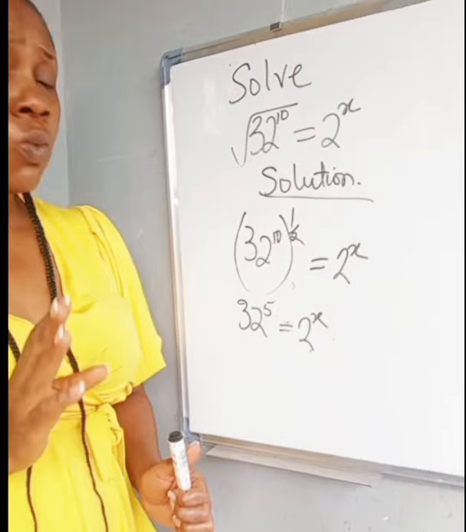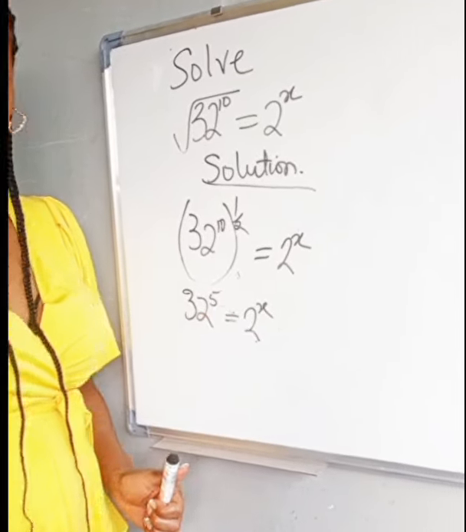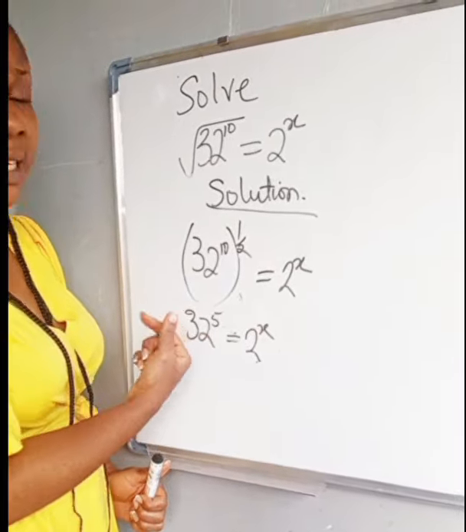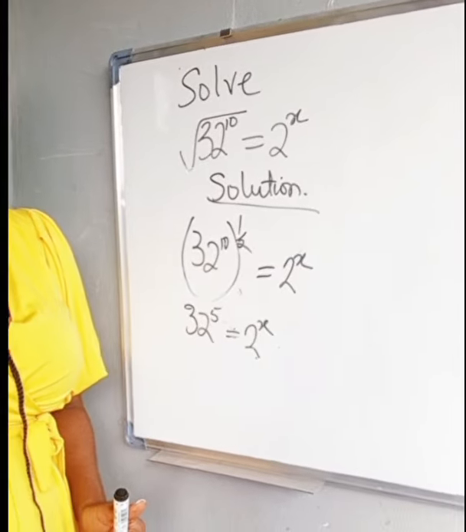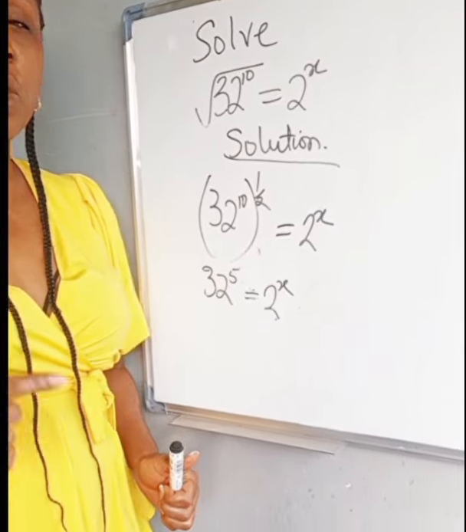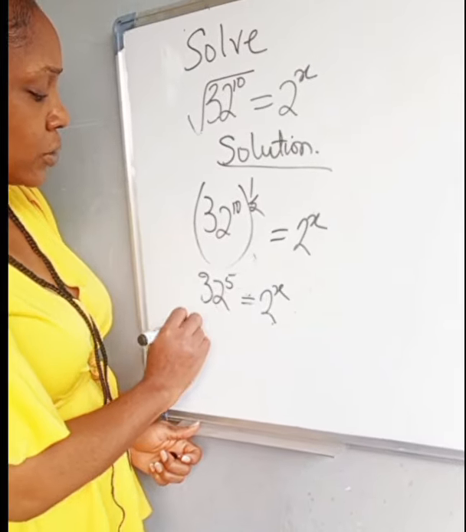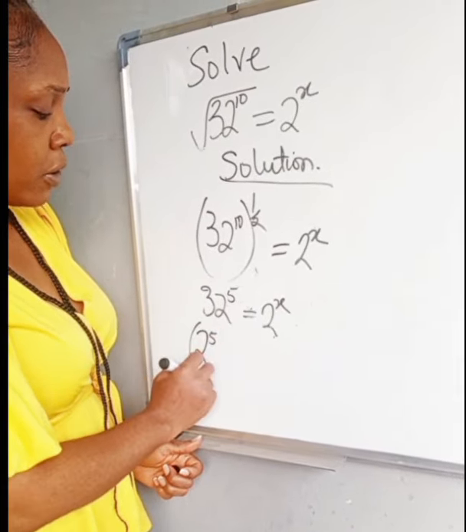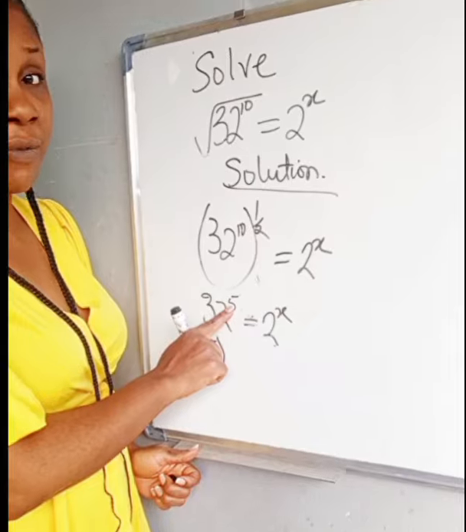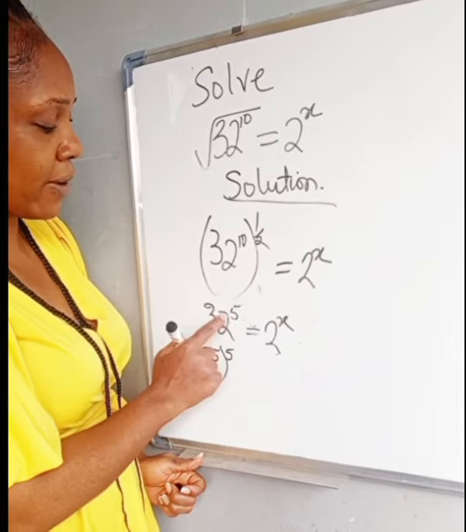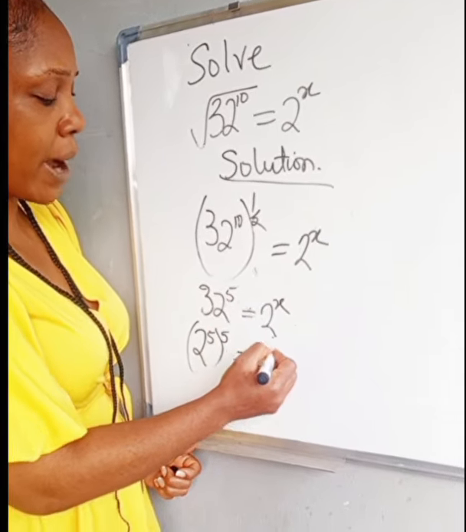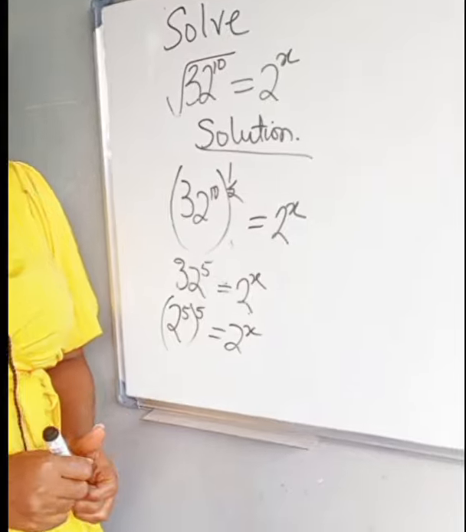Now, we want our bases to be the same. And of course, you know that we can write 32 in base 2, right? Writing 32 in base 2 is 2 raised to the power of 5. Okay? So we are going to write this as 2 raised to the power of 5. Don't forget this power of 5 here. We write this power of 5 here. That is 2 raised to the power of 5, all raised to the power of 5, is equal to 2 raised to the power of x.